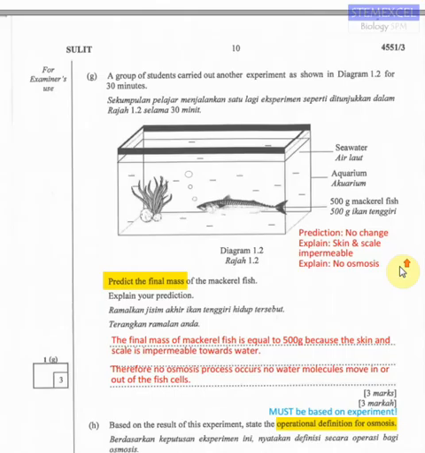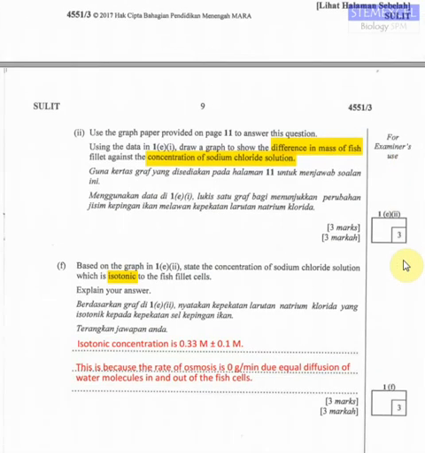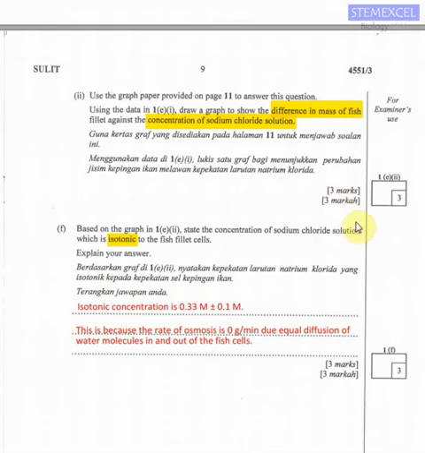Okay, so this would give you 3 marks. And then the next section here, after you have drawn the graph, usually they will ask you to predict something based on the graph. So here it says, based on the graph, you need to identify the concentration of sodium chloride that is isotonic to the fish fillet.